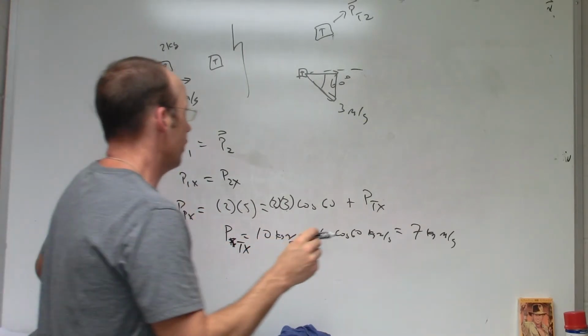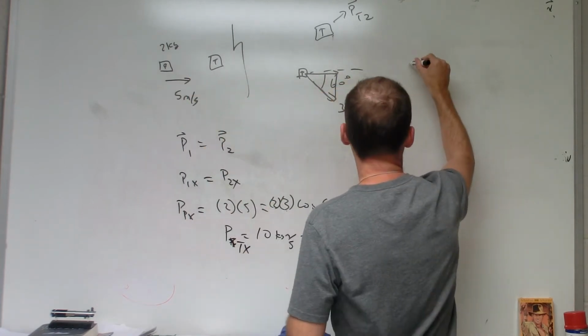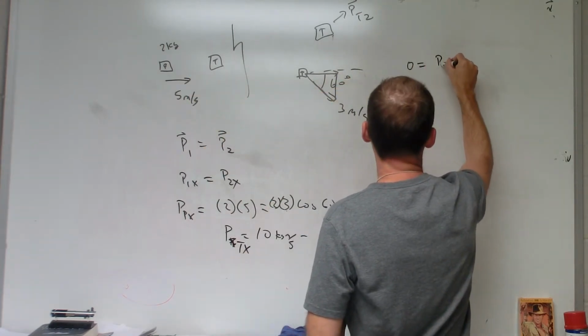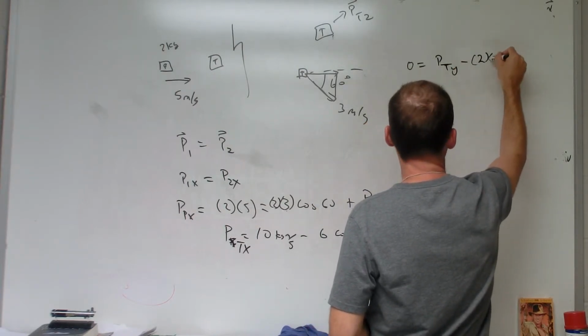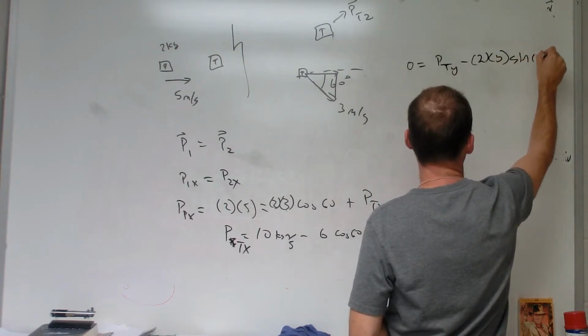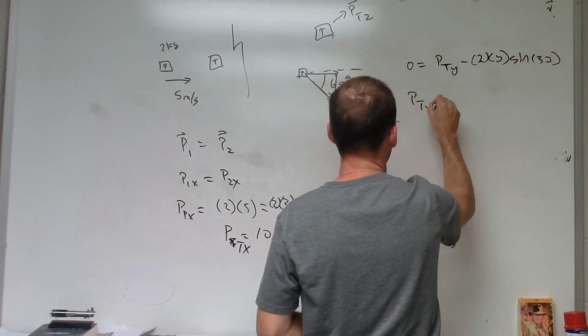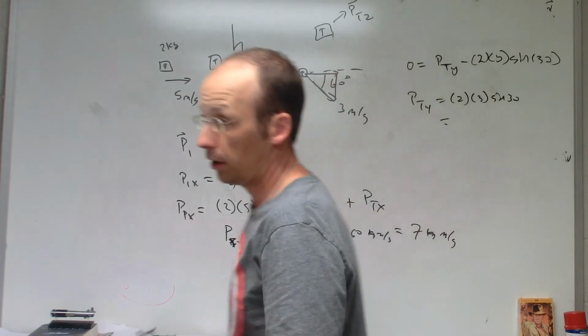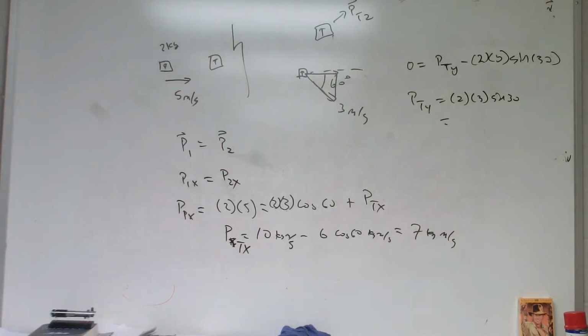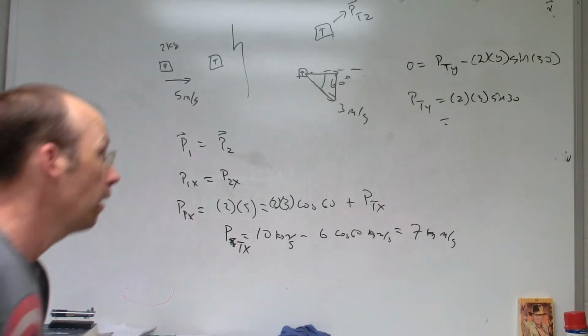Now let's do the same thing in the y direction. In the y direction, the initial momentum is 0, and the final momentum is going to be PTY minus 2 times 3 times sine of 30. So PTY is going to be 2 times 3 times sine of 30. And I put that in my calculator. Did I say sine of 30? It's sine of 60. I'm sorry. I get 5.2.